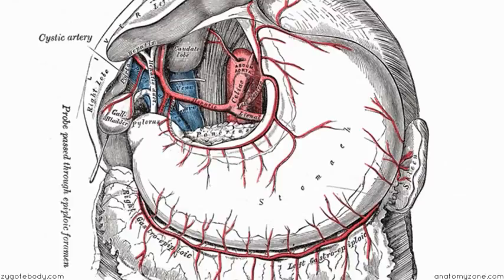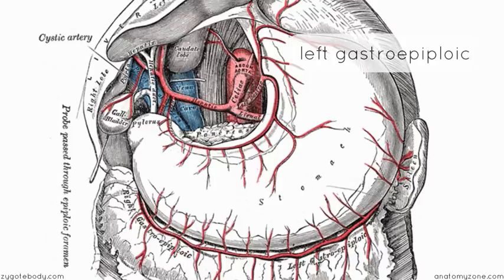So I've shown you the vessels which come off and run along the lesser curvature of the stomach, but you can also see that there's a vessel here which runs along the greater curvature of the stomach. So like the vessel which runs along the lesser curvature, this vessel is composed of two vessels which anastomose. So the first vessel I'm going to talk about is the left gastroepiploic artery, and this comes off the splenic artery, which is the next branch of the celiac trunk.